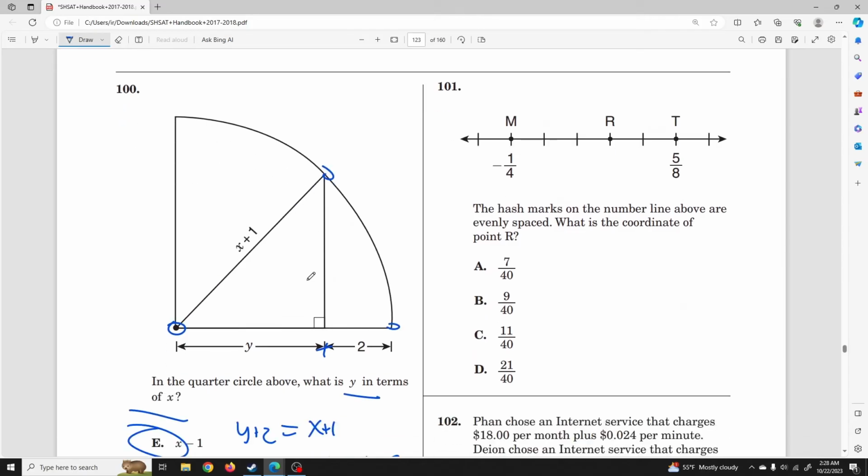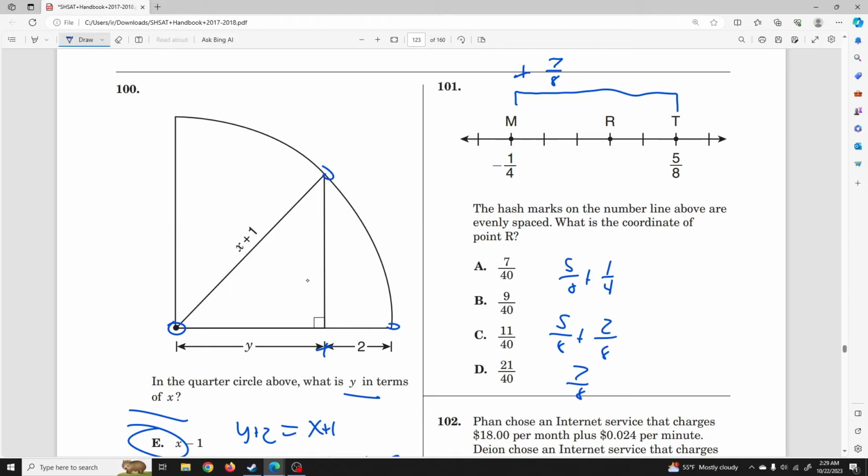Moving on to 101, it says the hash marks on the number line above are evenly spaced. What is the coordinate of point R? So we know that the distance between all of these is going to be equal to one another, and we know that how many are there? There's 1, 2, 3, 4, and 5. There's 5 hash marks between it. So all we have to do is find the distance. Find the distance by adding the coordinates of both points. So what's 5 over 8 plus 1 over 4? That's 5 over 8 plus 2 over 8, which is 7 over 8, right? So the distance between here and here is going to be 7 over 8. Wonderful. So you just add 7 over 8, right?